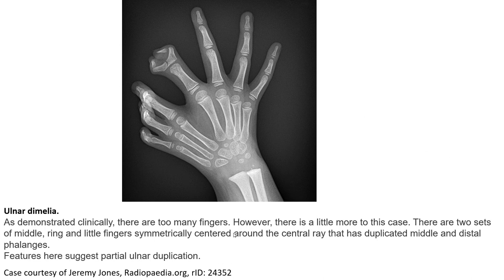This is a case of ulnar dimelia. The radiograph, as demonstrated clinically, shows too many fingers. However, there is a little more to this case. There are 2 sets of middle, ring and little fingers symmetrically centered around the central ray that has duplicated middle and distal phalanges. Features here suggest partial ulnar duplication.